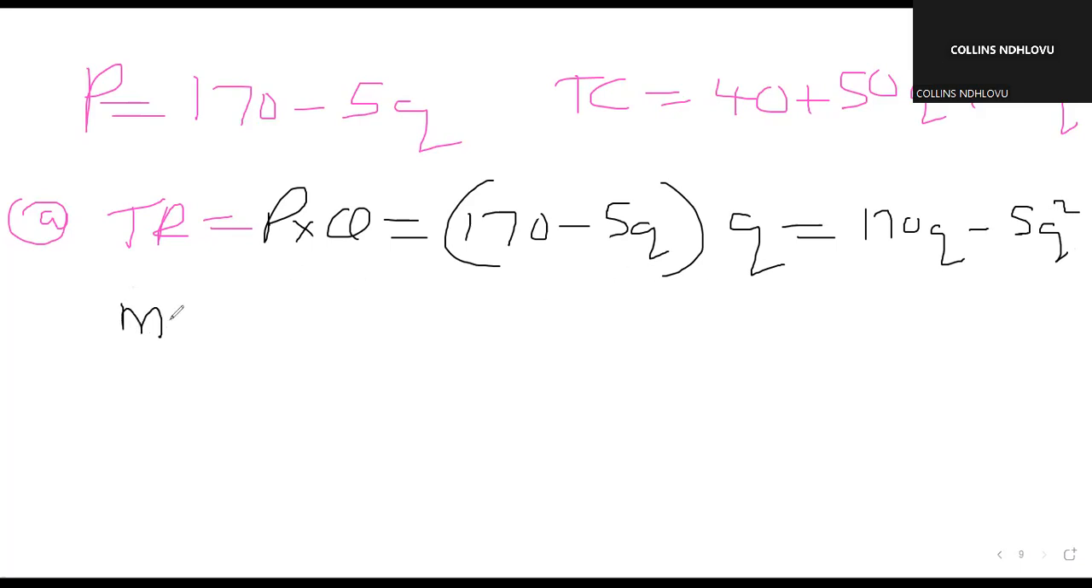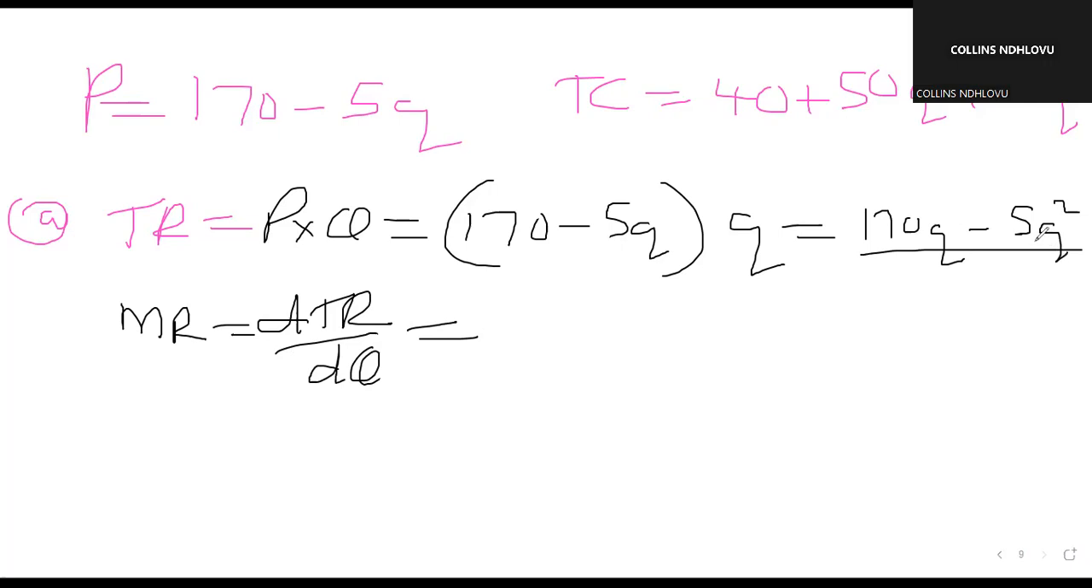All right, who can remind us, how do we find the marginal revenue? It's going to be equal to the change in TR over the change in Q. So in this case, we're differentiating this TR. So what do we have? 170 minus 10Q, correct.